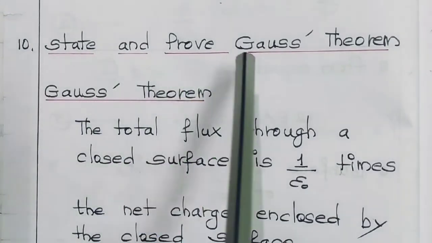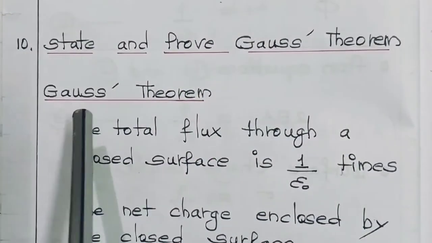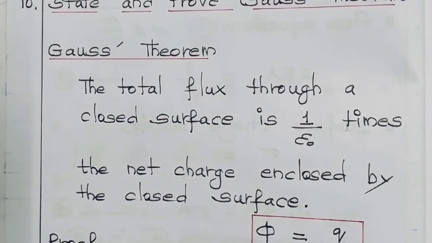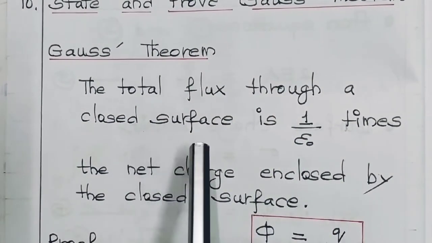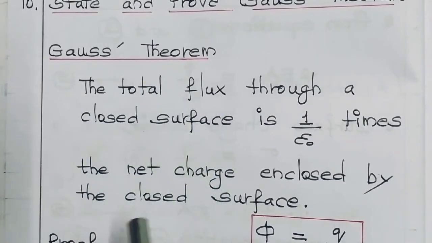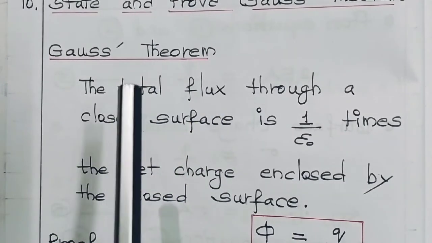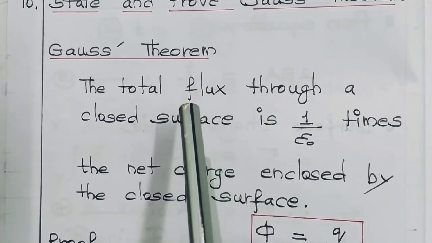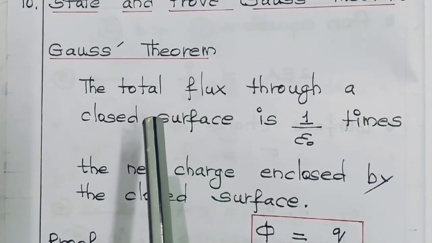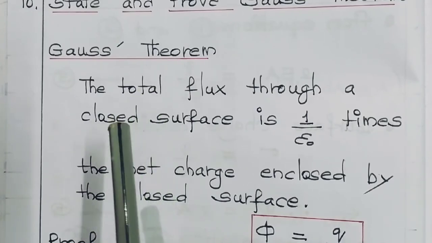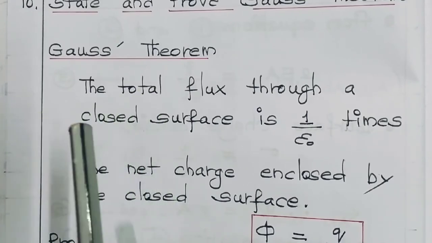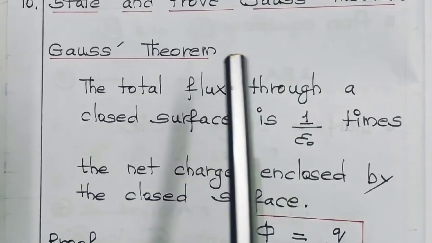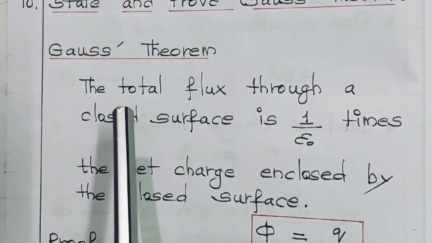State and prove Gauss theorem. First let us state the Gauss theorem. The total flux through a closed surface. Consider a closed surface. In that, the total flux through a closed surface. What is meant by flux? Electric flux: the number of electric lines of force passing through a unit area is termed as electric flux.